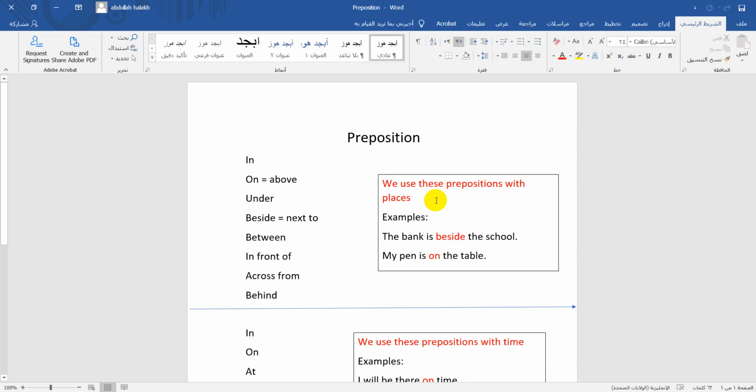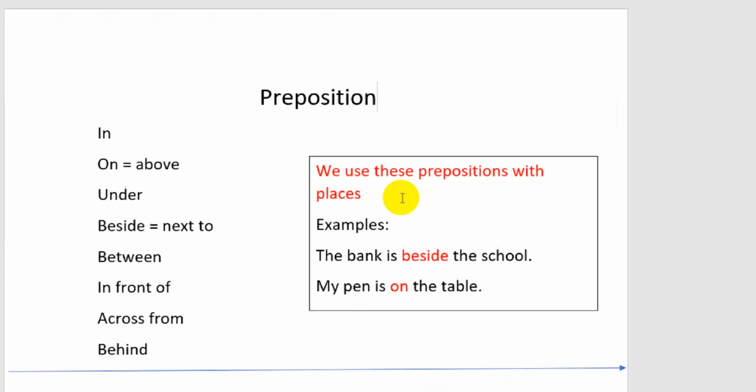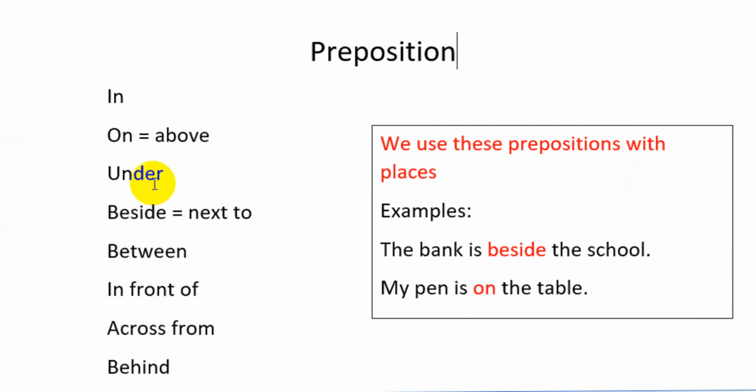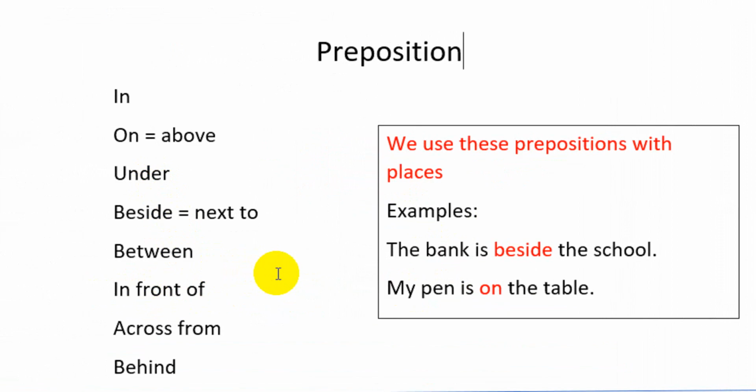Like, the bank is beside the school. My pen is on the table. Okay, so these are the prepositions.